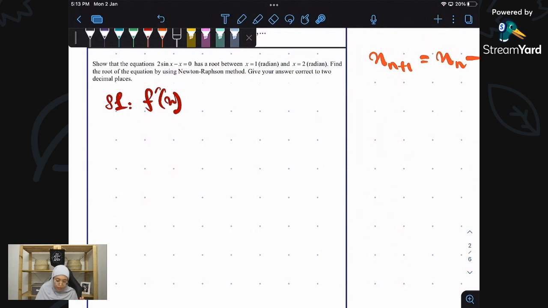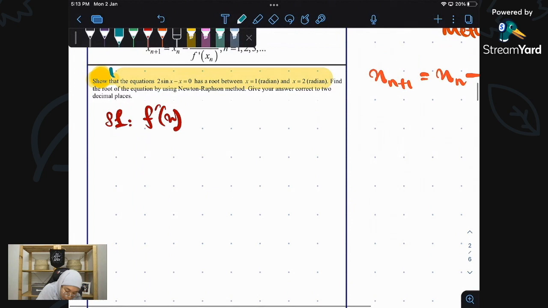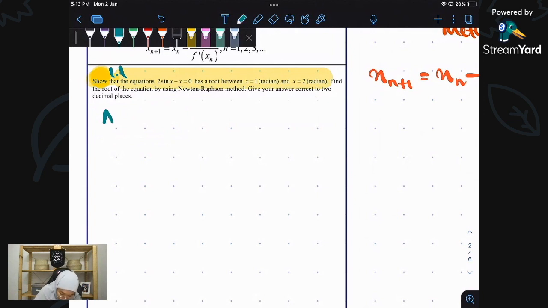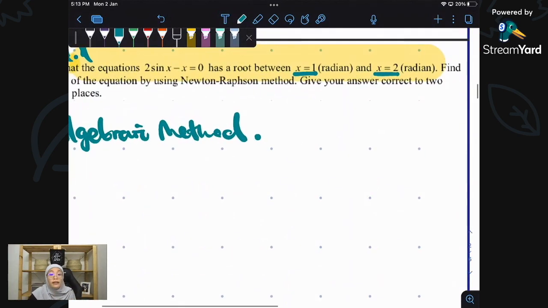So we have got to show it first. Please bear in mind that the word "show" is subtopic 1.1, where you use either the graphical method or the algebraic method. In this case, I want to use the algebraic method because it is kind of straightforward to use, especially when it has given us the values x equals 1 and x equals 2.